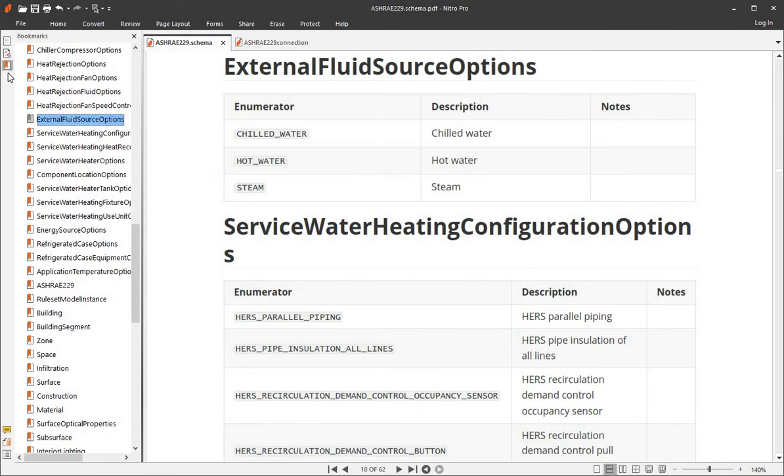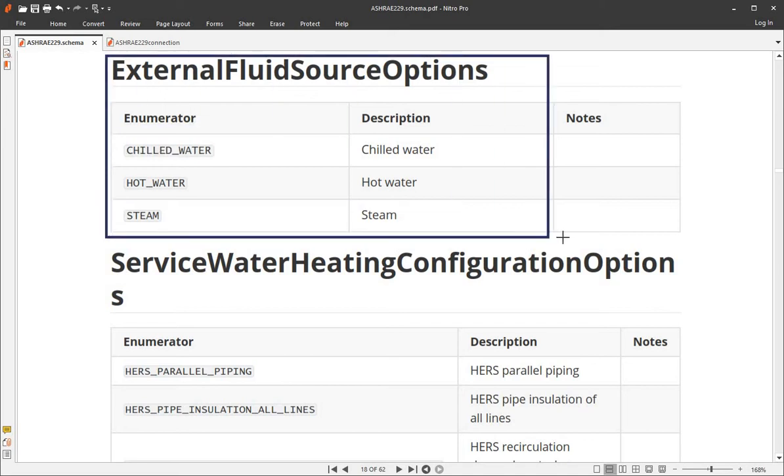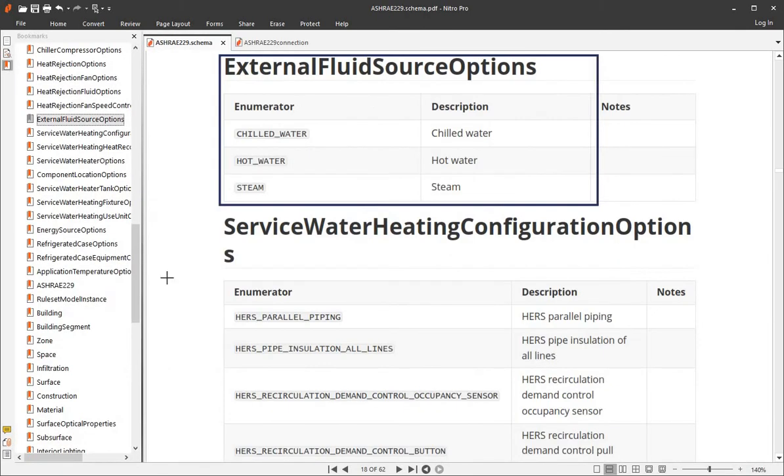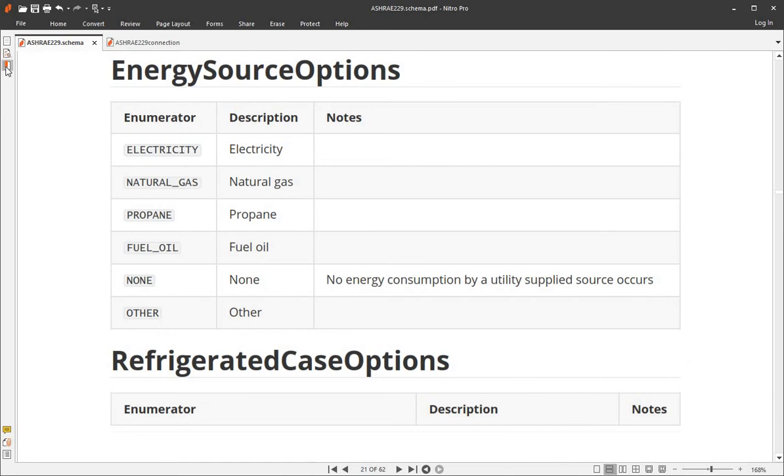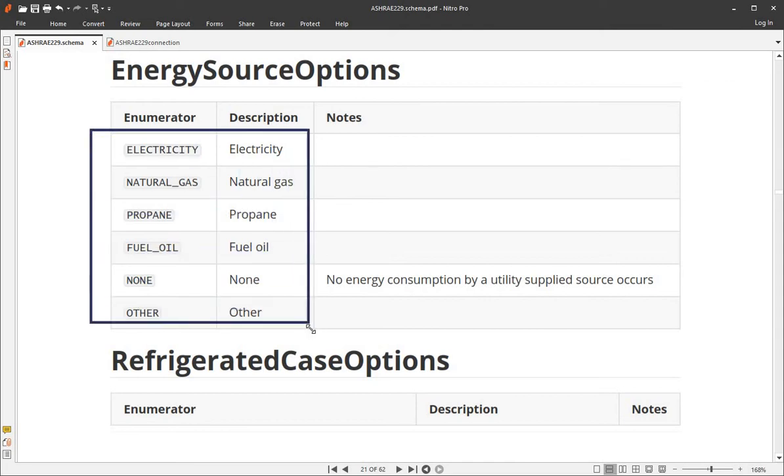So for external fluid source options, basically there are the three that you'd expect: chilled water, hot water, and steam as the types of fluid source. And then the other option was energy source options. This is a little trickier. This implies a knowledge of what the generating equipment uses for producing that chilled water or steam or hot water. So for a campus situation, this is probably pretty well known, but for other situations it might not be. But the options are kind of what you'd expect: electricity, natural gas, propane, fuel oil. None doesn't really apply here, and then other if it's something else. So that's pretty much it for external fluid source.